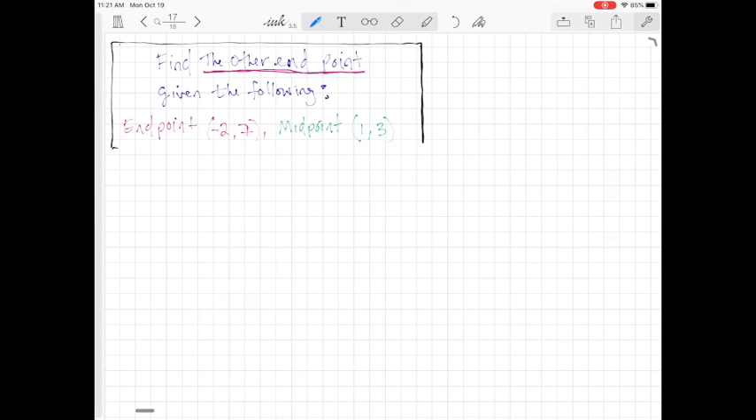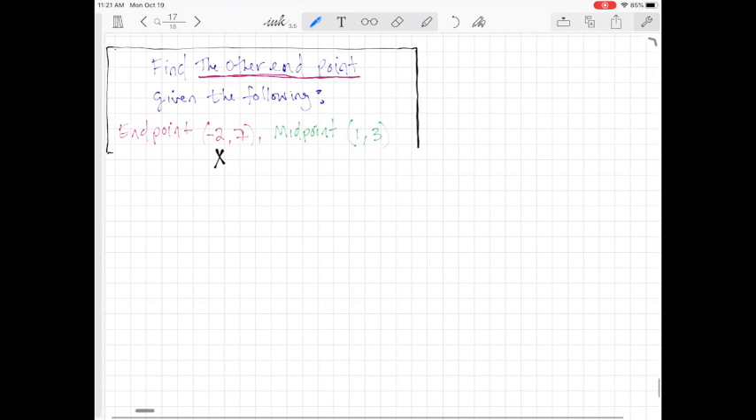So we know that this point, we've got an x and a y, x and a y. And we know that this is our first point, so this will be x1, y1. But this is the midpoint, so we're going to call that our x midpoint and y midpoint.